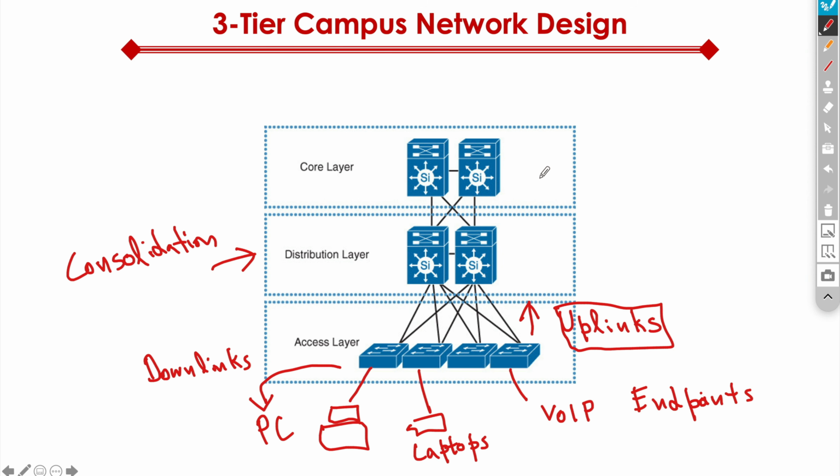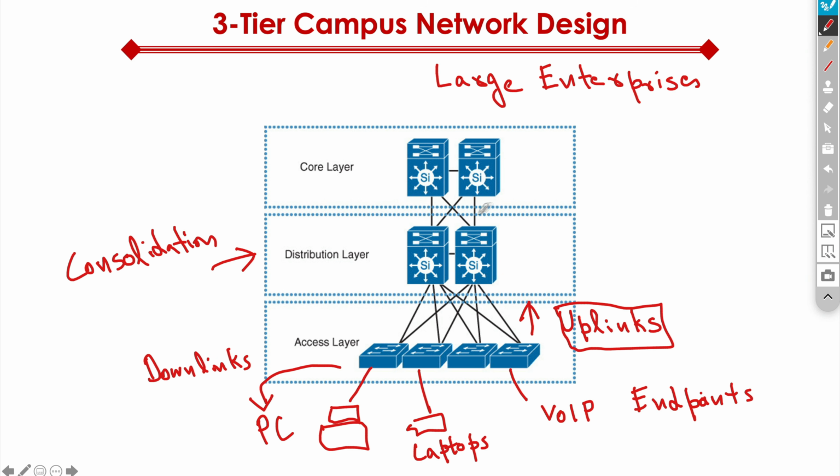And finally, we have a core layer. The whole reason we have a core layer in our network is to consolidate a bunch of distribution layer switches. This type of model, a three-tier campus model, is suited for large enterprises. You're looking at Fortune 500 companies, possibly up to Fortune 5,000. But these are gigantic, large corporations with a ton of locations.